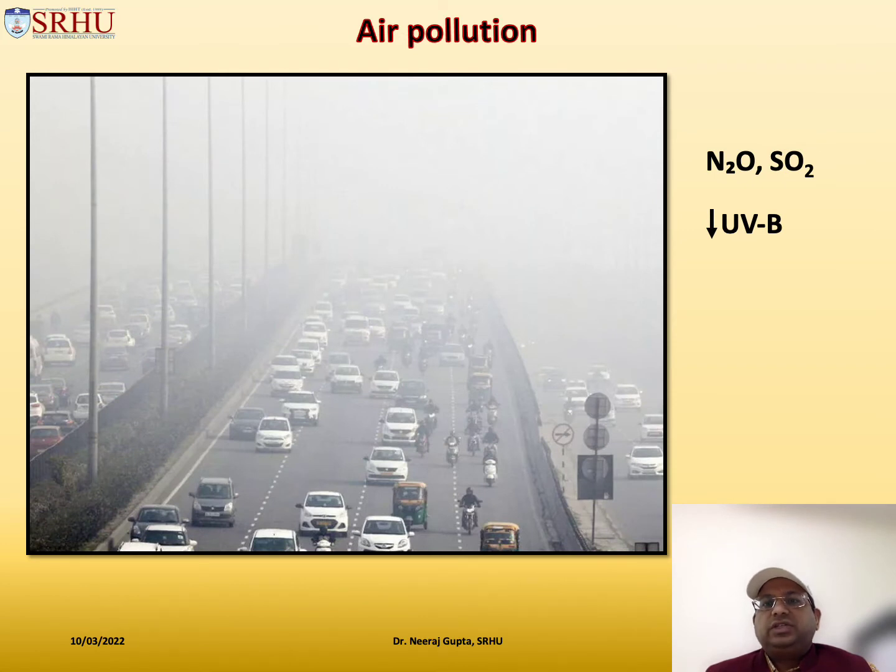The next factor which I would like to discuss is air pollution. Even if we are living near the equator and getting good sunlight, there are various gases in the atmosphere like nitrous oxide and sulfur dioxide. These can absorb UVB light and will hamper its availability to the Earth's surface. These gases increase during air pollution and are very common in metro cities. Therefore, an increase in air pollution will decrease the vitamin D production in the population living in these metro cities.